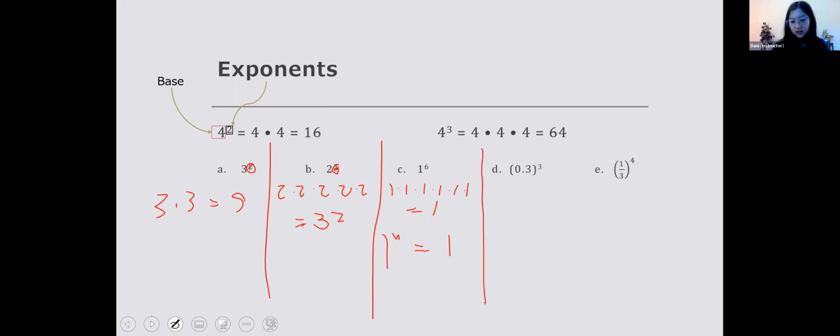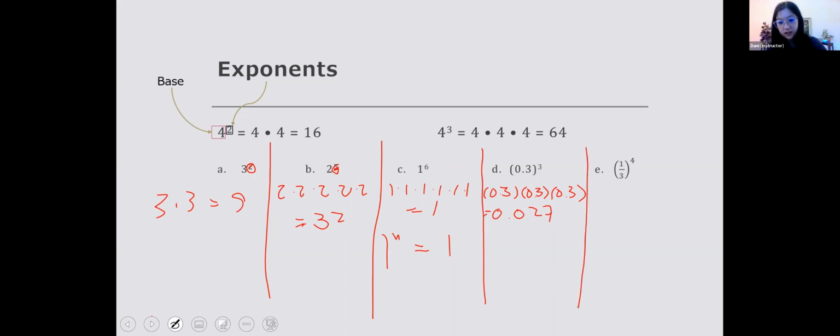And now for D, we know that this will be 0.3 times 0.3 times 0.3. And all of these numbers are tenths, so when we multiply 3 of them together, it would go to thousandths, which will be 0.027.